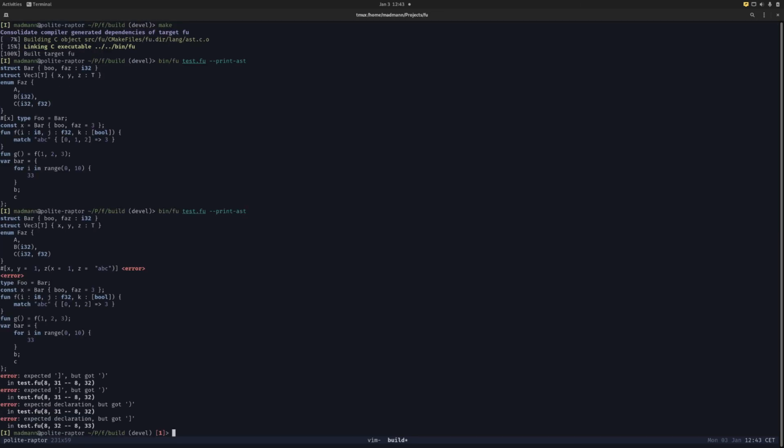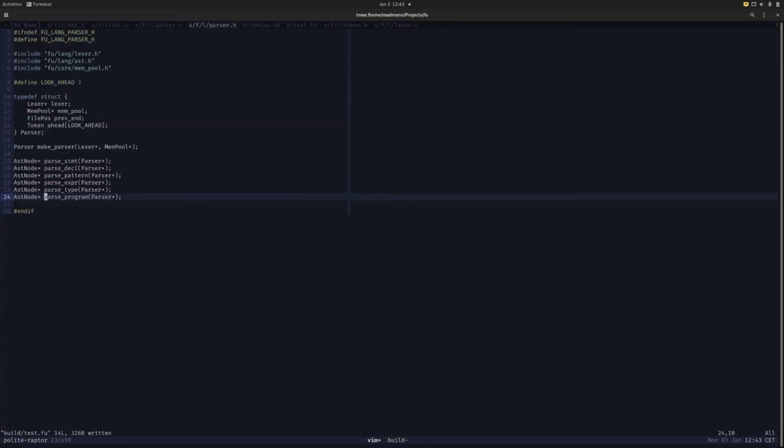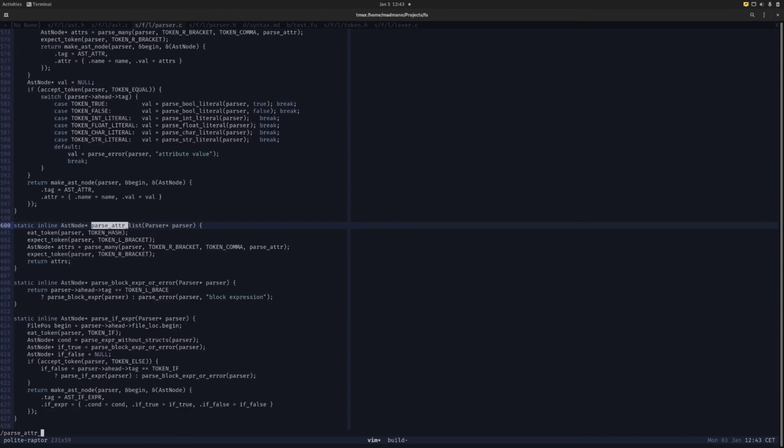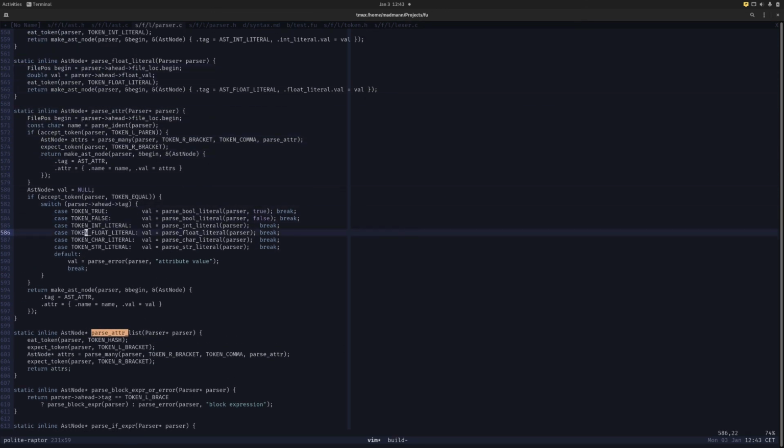So, expected closing bracket. I think it's because we're not parsing something. So see, here we expect the closing bracket, and there's a comma. And if you look at parse attribute, we parse the string literal, the character literal, float literal, integer literal, boolean literal. So that's okay.